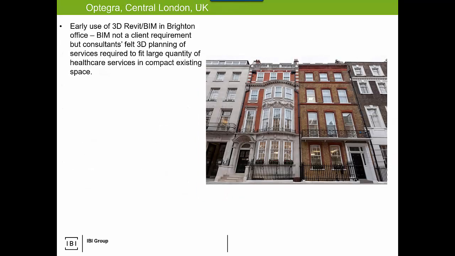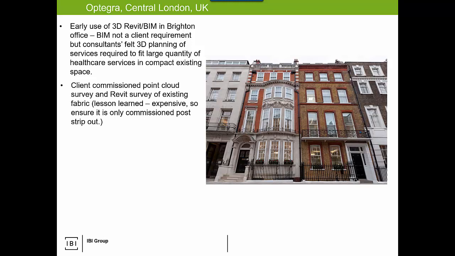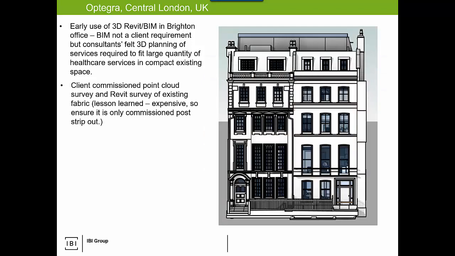In the UK, this was an intriguing project. This was an infill project. This was done in our Brighton office. It wasn't a client requirement, but we felt that without 3D or BIM, we wouldn't have been able to achieve the project. So we had to fit a large quantity of healthcare services into a compact existing space.